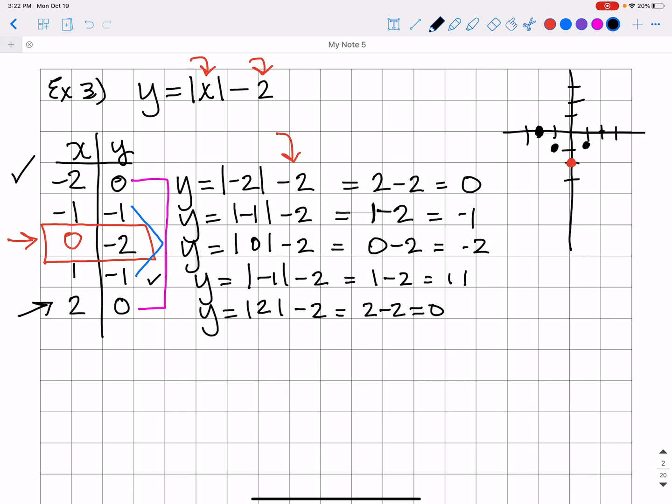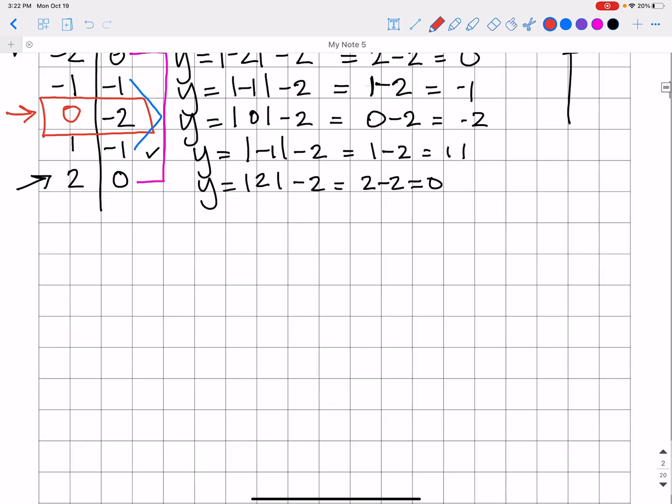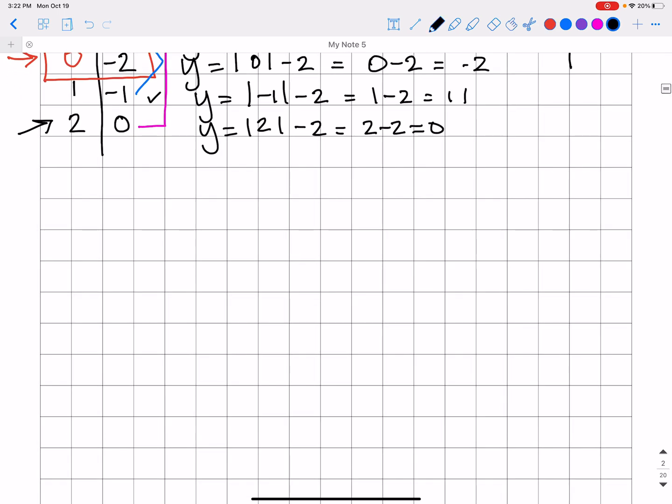And lastly, 2, 0. And again, you can see that these make a perfect V, with your vertex being at the point of your V. So if you pick the right first point, that center x value, it should always work out that that is the point of your V. Okay? All right, let's look at example number 4.